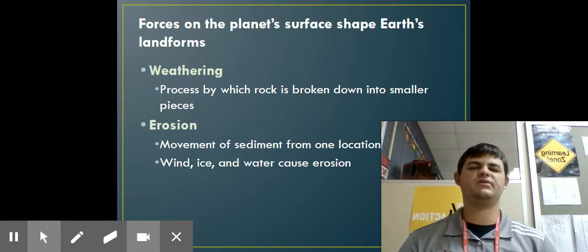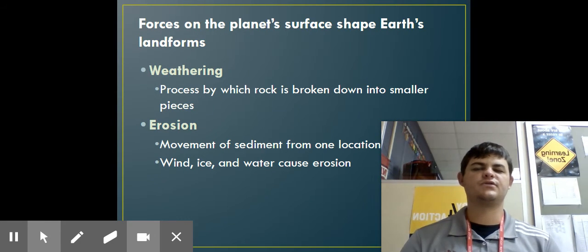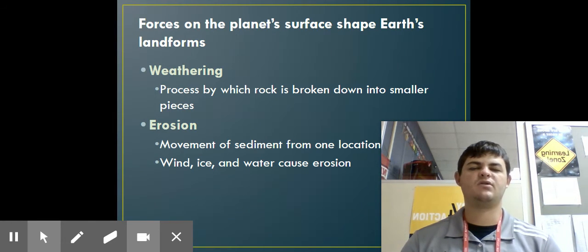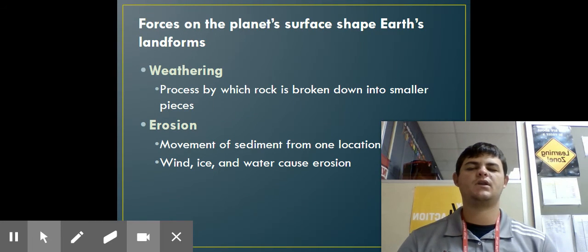There are forces on the planet's surface that shape Earth's landforms as well, not just forces below. Those forces are weathering, which is a process by which rock is broken down into smaller pieces, and then erosion, so a movement of sediment from one location to another. Wind, ice, and water can cause erosion.